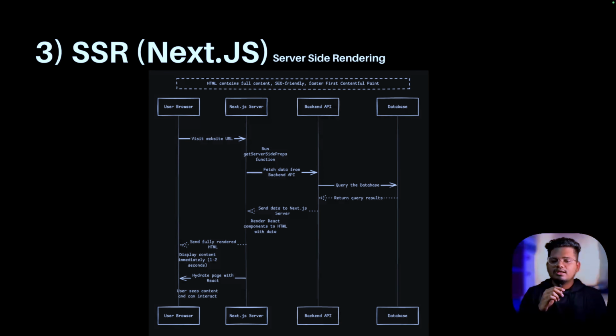Step 3. Inside getServerSideProps, we fetch data from our backend API, which queries the database and returns the result back to the Next.js server. Step 4. Now here is the magic. The Next.js server takes that data and renders your React component to HTML on the server itself. It generates a fully formed HTML document with all your content.